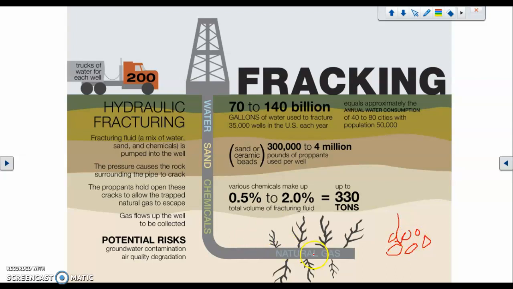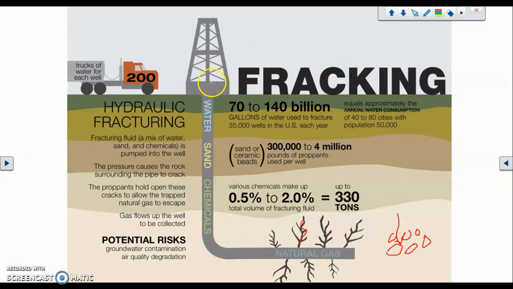So when you frack, all of this gas that used to be trapped in small spaces now gets trapped in bigger spaces. These cracks are bigger spaces in which gas is trapped. From there, you can suck out this natural gas back into the column.